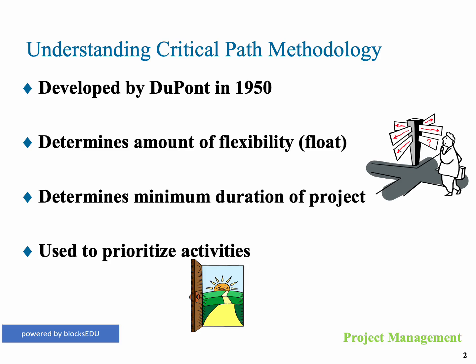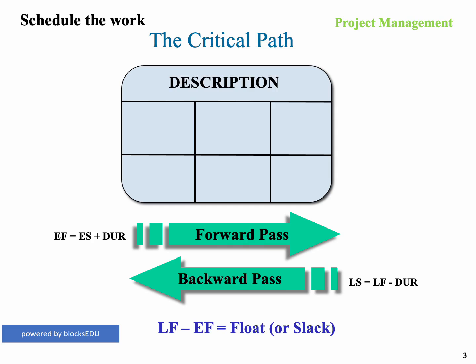It's also used to prioritize activities, so you know what tasks are critical, and then if you need to, you can put more resources towards that particular task to bring it back on schedule. Now, let us look a little bit more closely at how we go about determining what a critical path is.